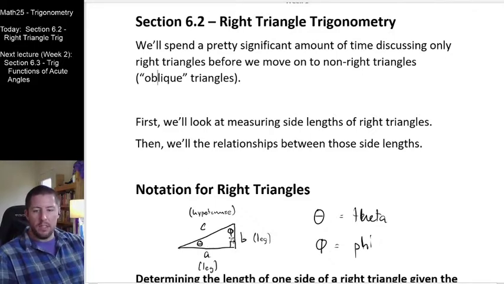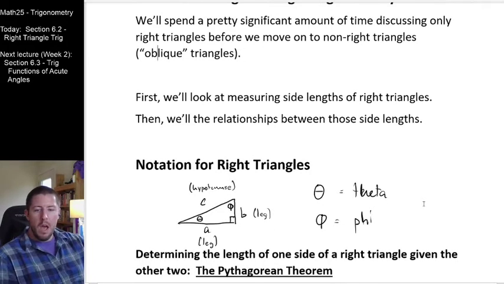But in right triangles, since one of the angles is always known, we typically use theta and phi as our other two angles that are in there. So this is my most generic right triangle right here. Three unknown side lengths, which we use lowercase letters, and two unknown interior angles, which we typically use Greek letters, theta and phi, to denote right there.